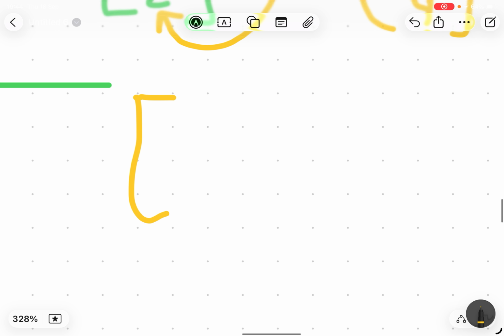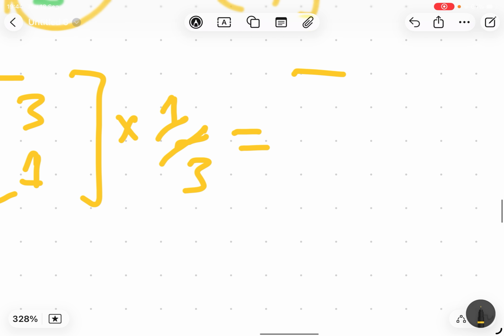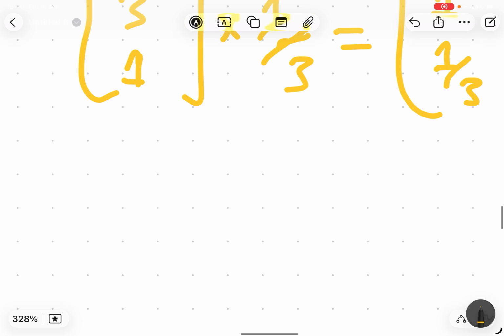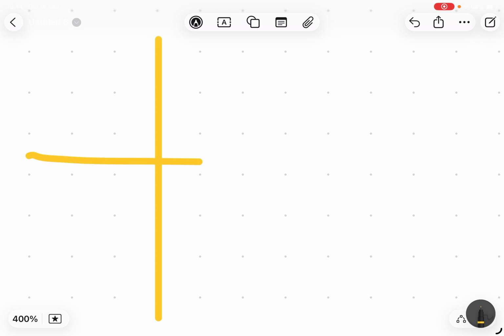So if you were to multiply (3, 1) by 1/3, now what happens? Then the answer would be 1 and then 1/3. This is just pure multiplication. But what would be the difference in terms of magnitude?